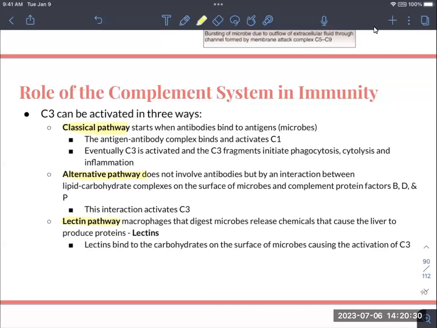And we have the lectin pathway, where macrophages digest microbes. They release out chemicals that cause the liver to produce lectins. Lectins can bind to different carbohydrates on these microbes and cause the activation of C3.